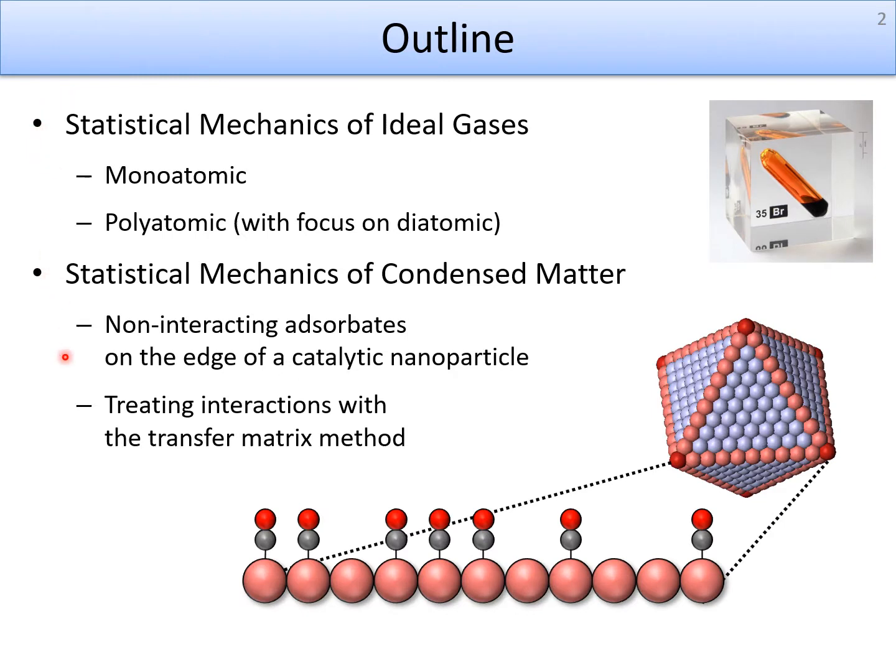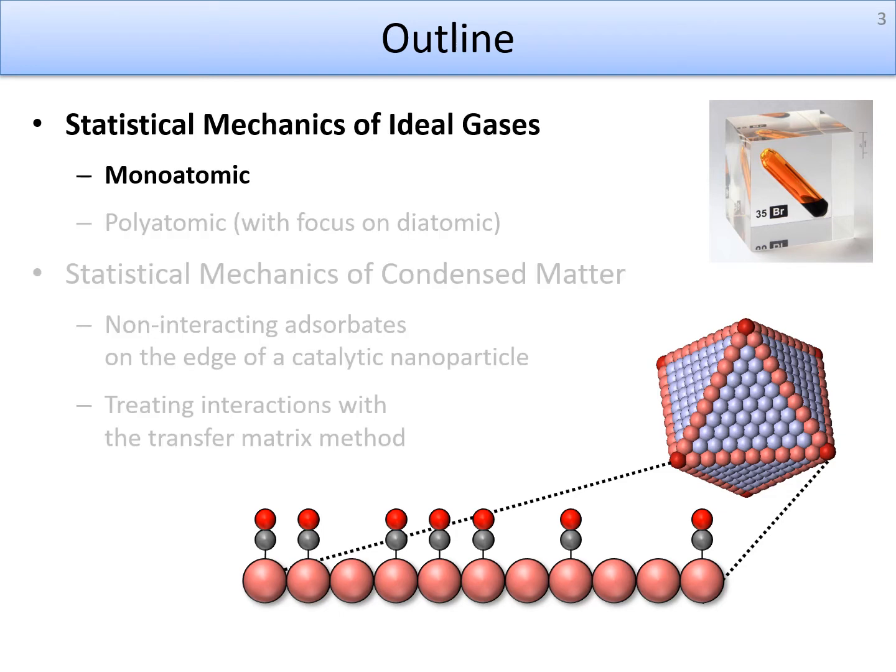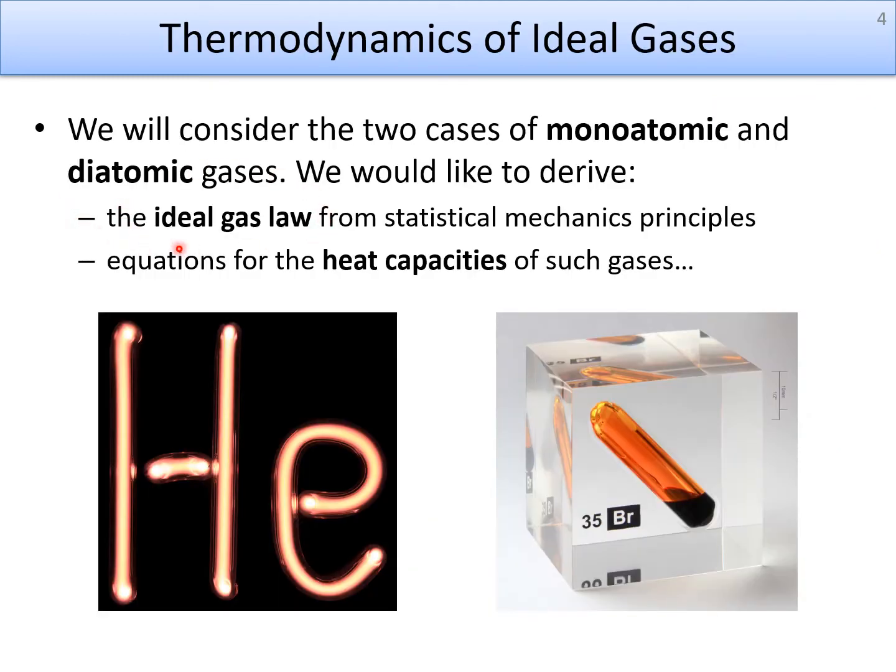So here is the outline of this lecture, which comes in 4 parts, and we are first going to talk about the monoatomic ideal gas. So we would like to derive the ideal gas law from statistical mechanics principles, and we would also like to derive equations for the heat capacities of ideal gases. So in this part we will talk about the monoatomic. In the next part we will talk about the diatomic.